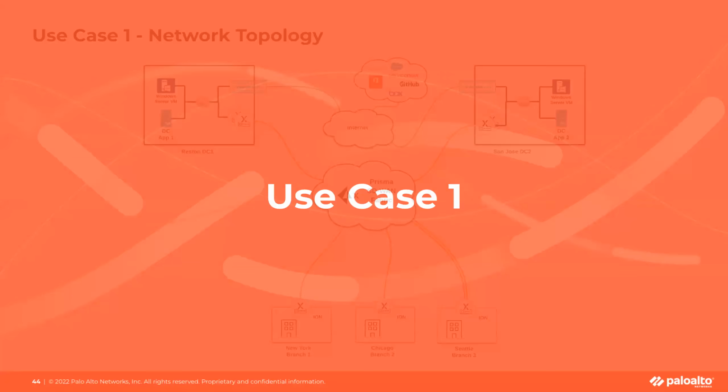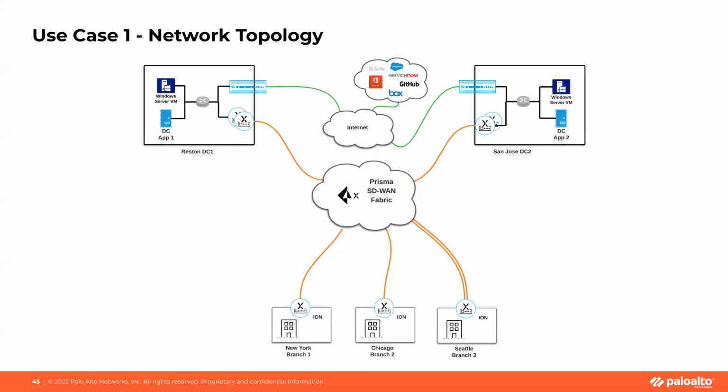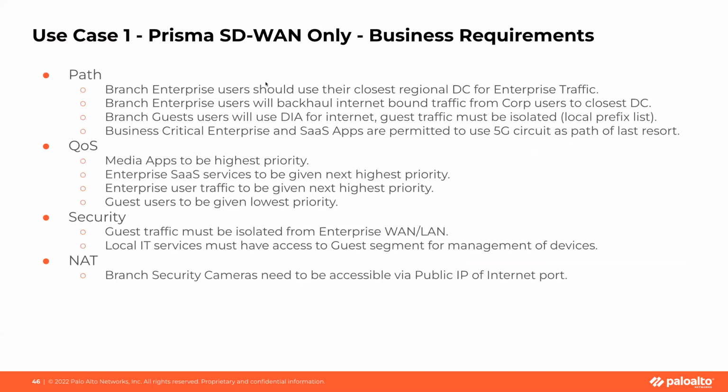Okay, so use cases. This is an OS policy for use case 1. We have some Prisma SD-WAN branches and some Prisma SD-WAN data centers. There's no Prisma Access in this solution. The business requirements are that enterprise traffic should take the closest regional DC. For their enterprise traffic, they should also use their closest DC for internet-bound traffic.